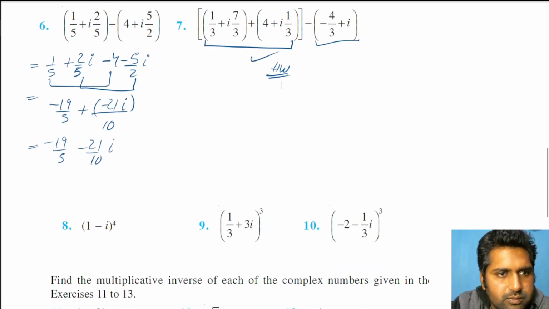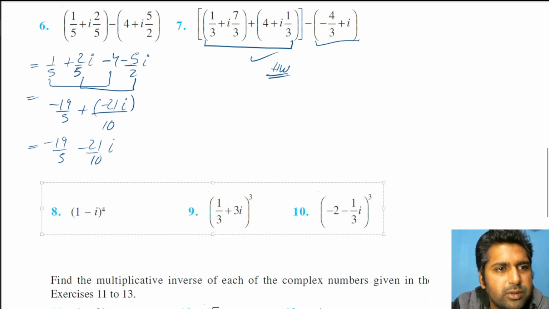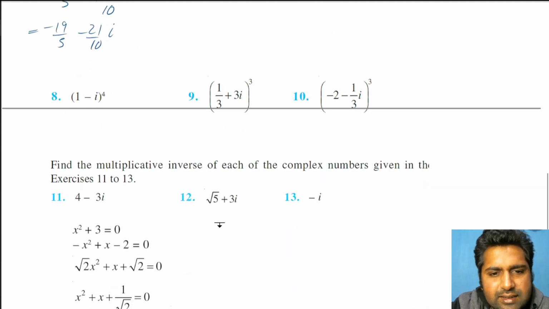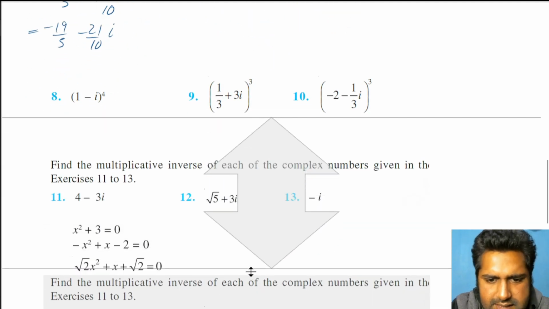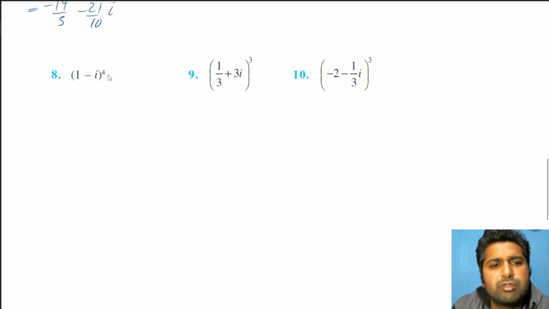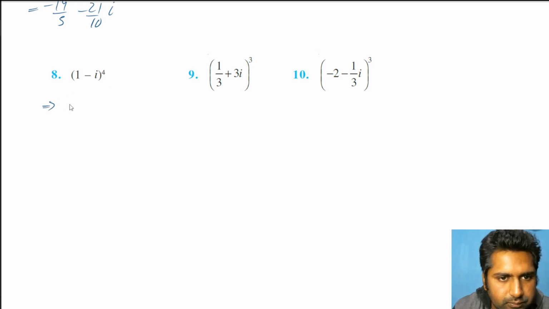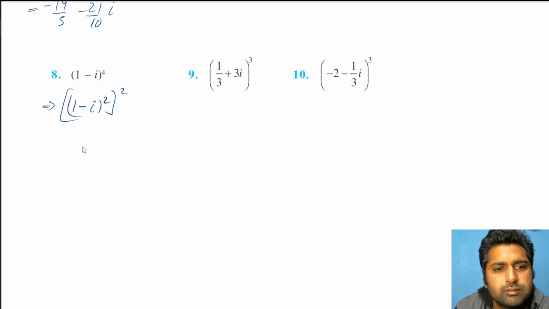Okay, now some basic identities. Okay, a plus b whole square, a minus b whole square, everything that you have learned in algebra is still applicable here. Okay, 1 minus iota raised to power 4 he is asking. So you don't know how to open a power 4 without the binomial help. With binomial, of course, you can, but right now let's assume that you don't know how to open power 4. So what you can do? You can rewrite this as 1 minus iota whole square, and then again square of it.